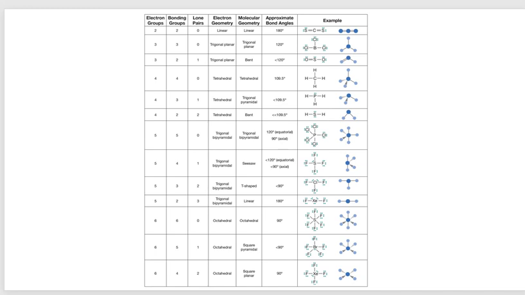Octahedral is a little bit tricky. So if you have 6-6-0, so 0 lone pairs, your electron and molecular will be the same. If you have 6-5-1, your electron geometry and molecular geometry will be different. And here's just one hint, guys. Please notice this. When we get to 6-4-2, so 4 bonding groups, 2 lone pairs, the molecular geometry becomes square planar. So it's completely different.